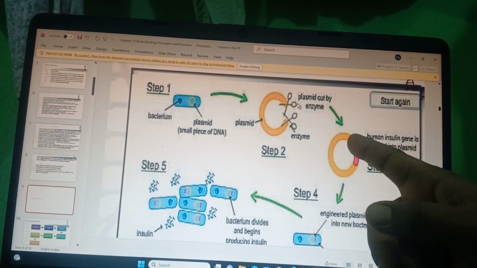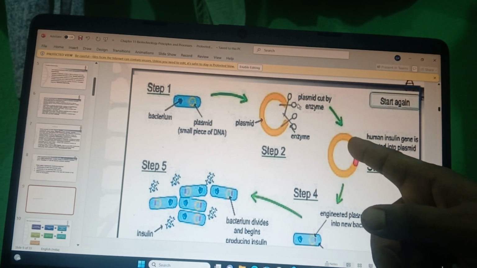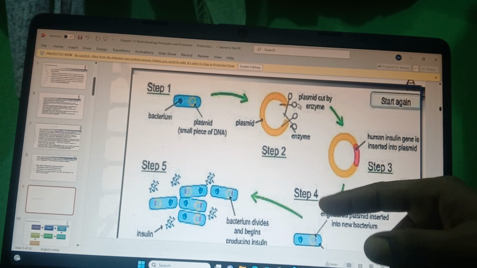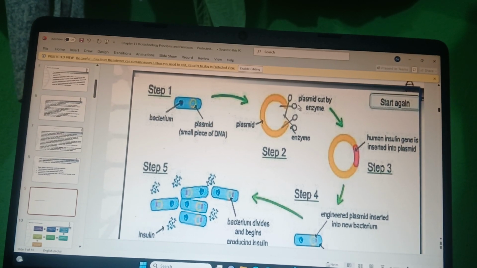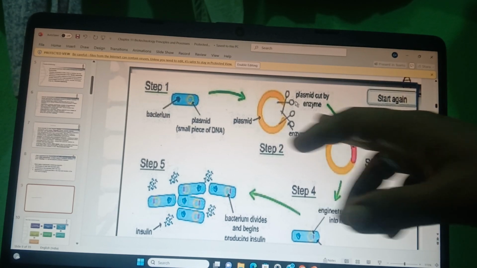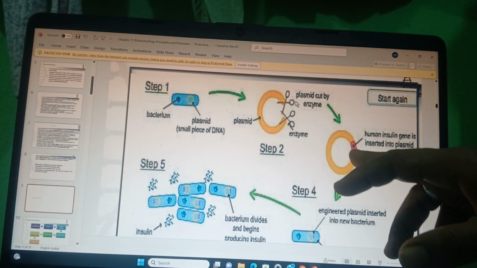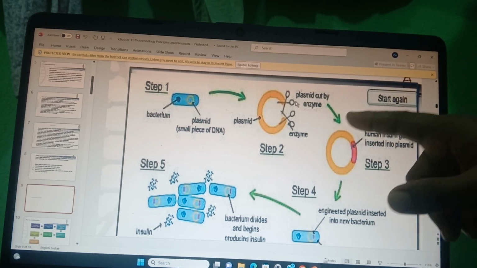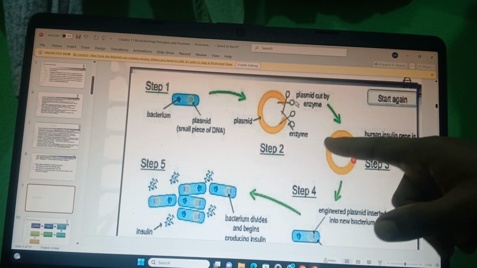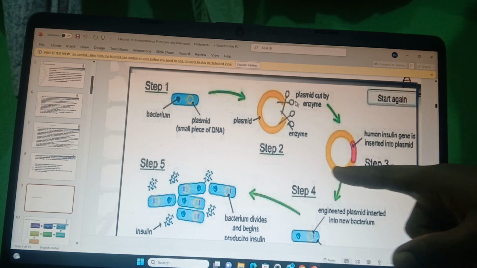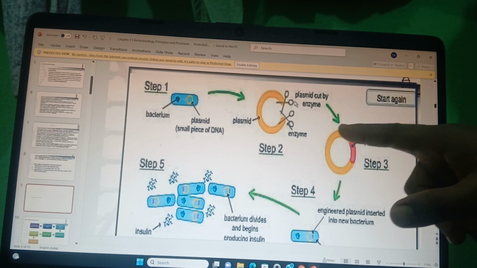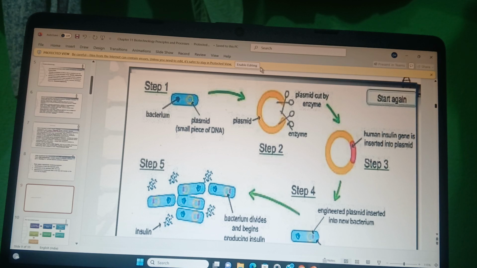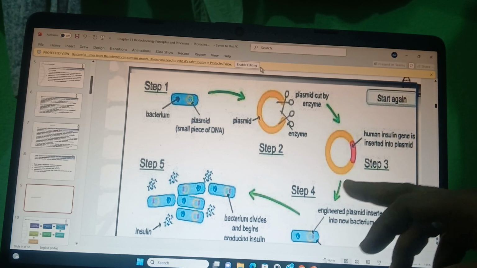DNA ligase helps to join the strands of DNA. This strand and this strand, this strand and this strand. Okay. So understood? The gene of interest enters inside the plasmid. Now this plasmid is known as the hybrid DNA. This hybrid DNA is also known as the cDNA.